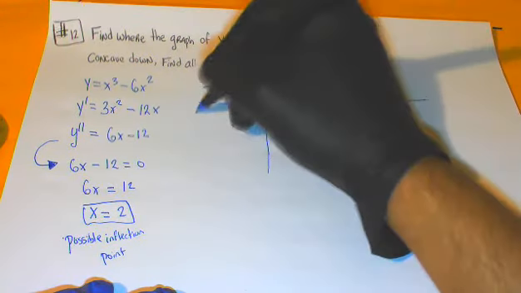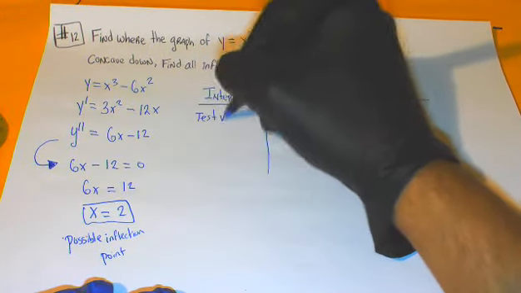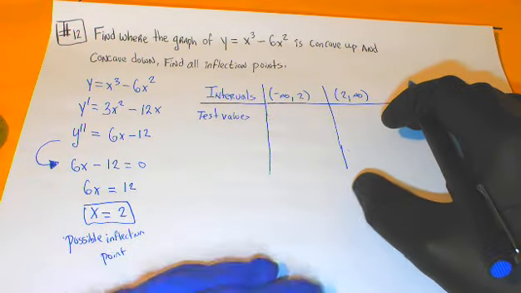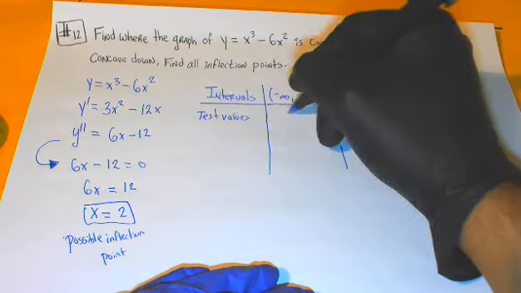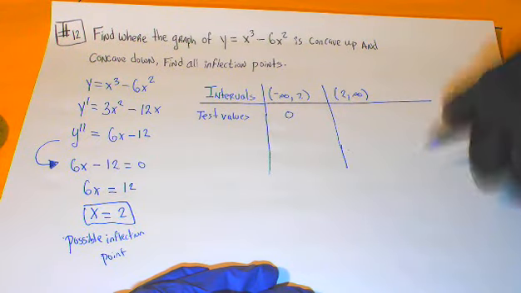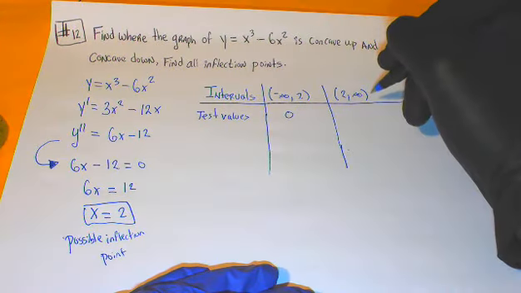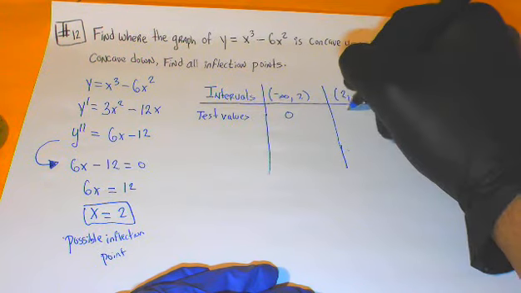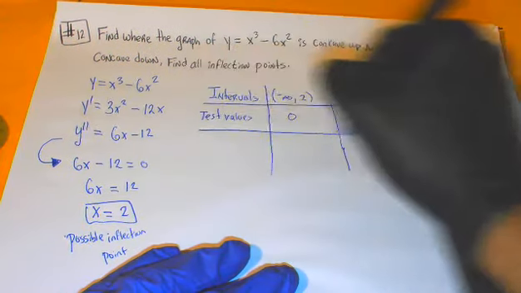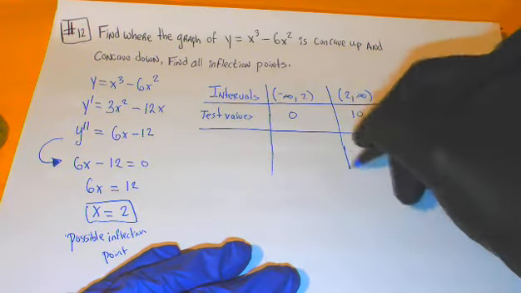Now we need to choose our test values for each interval. You just want to choose test values that are convenient. In this case, I'm going to use 0, since 0 is within negative infinity to 2. And for the interval from 2 to infinity, I can use a number like 10. Again, you don't have to choose exactly the numbers that I chose. I just chose something that's convenient.